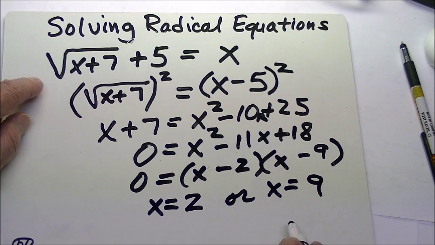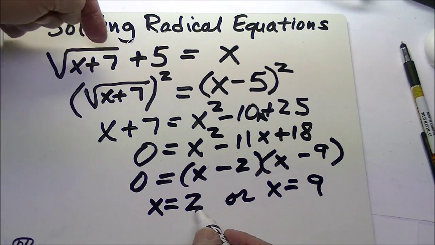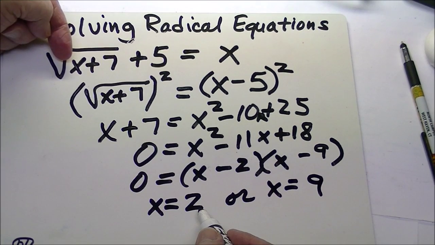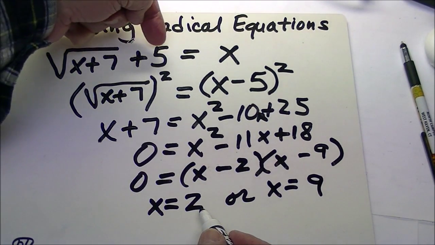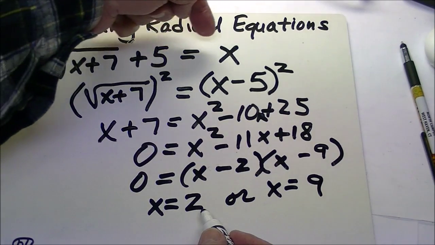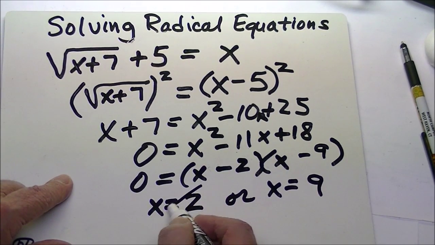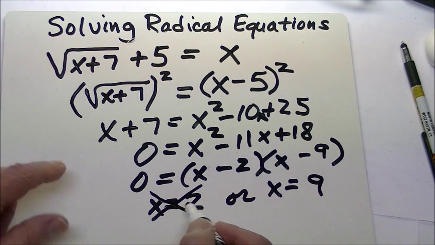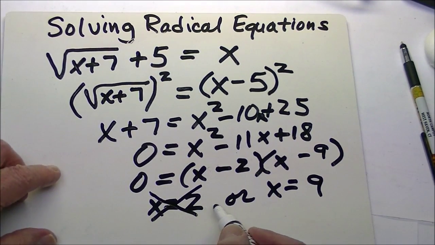Now, an interesting thing is if I put the 2 in here, this becomes a 9. The square root of 9 is 3. 3 plus 5 is 8. Does that equal 2? And the answer is it doesn't. So this is what we call an extraneous root and is not applicable. That's why it's important to check your work.